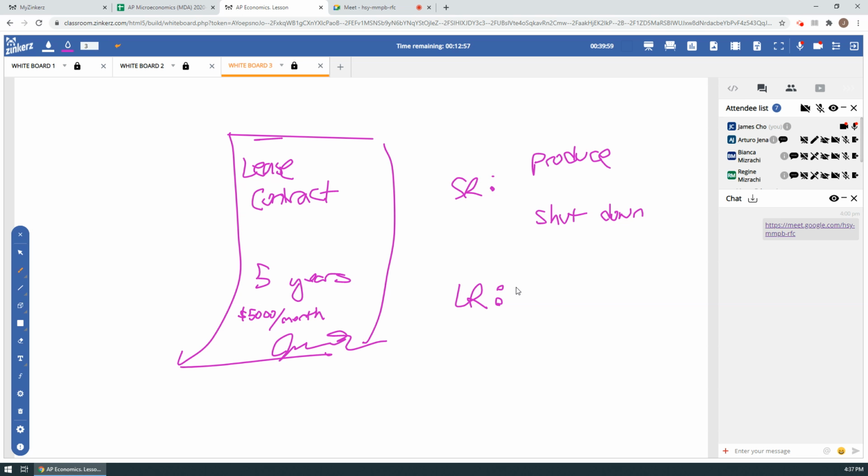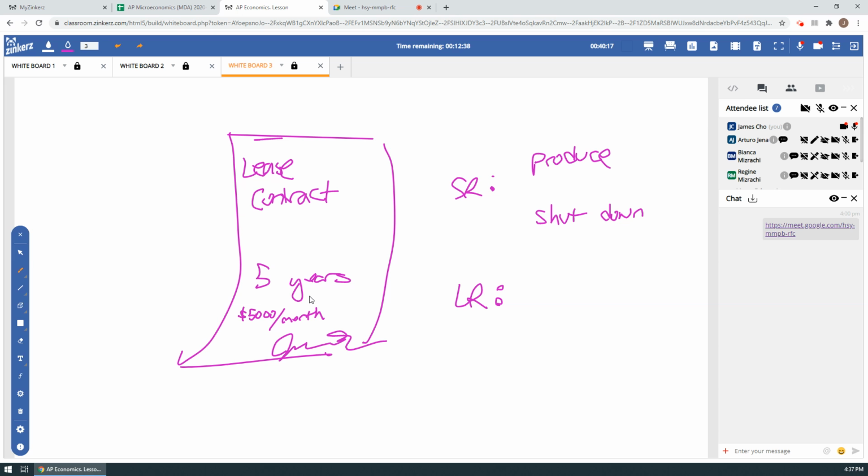You've been shutting down your factory. Now it's the long run. What that means is now your 5-year contract is up. Now it's time for you to negotiate a brand new rental contract. That's what I said. I think the long run is, for example, like when your contracts are up.